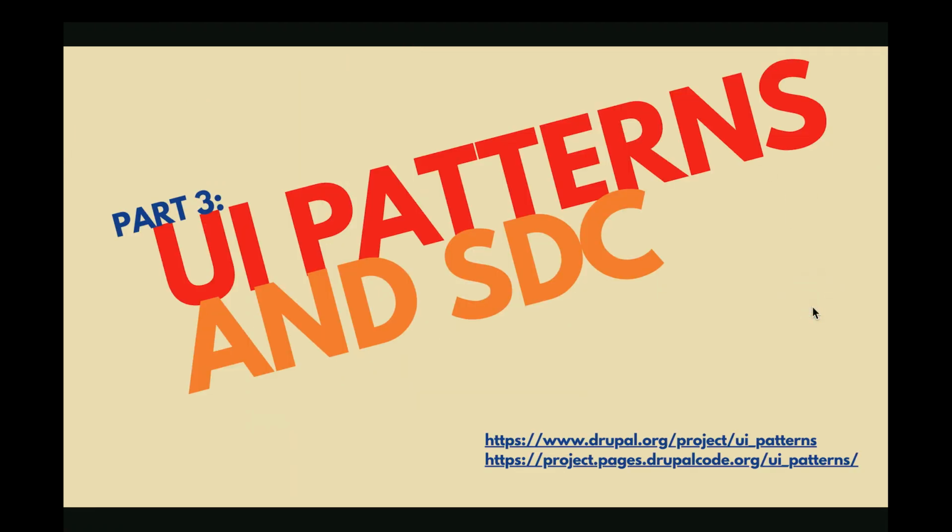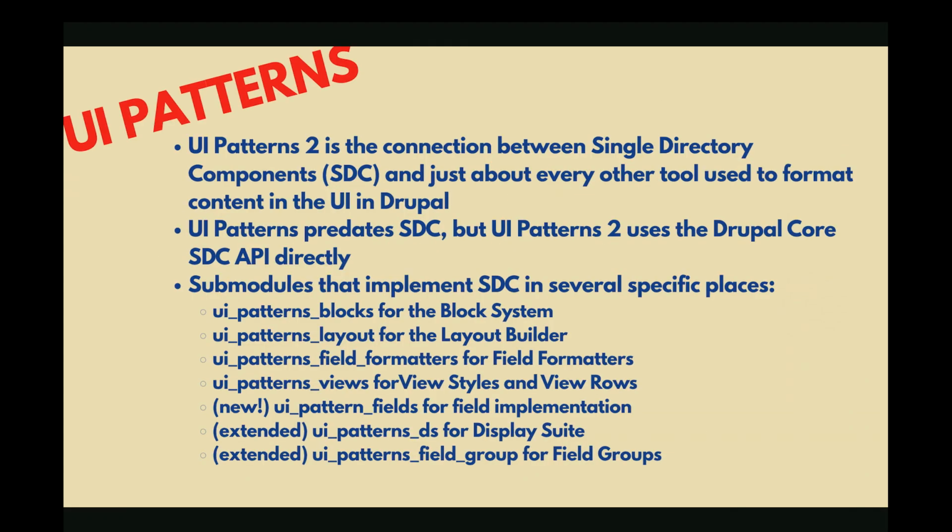So, let's talk about UI Patterns. UI Patterns 2, and there is a distinction I'll talk about a little bit, is a connection between single directory components and just about every other tool used to format content in the UI in Drupal. UI Patterns predates single directory components. UI Patterns 2 uses the Drupal core single directory component API directly. When it predated single directory components, it was using its own set of component systems, but that's taking a back seat, and you probably want to move away from that if possible.